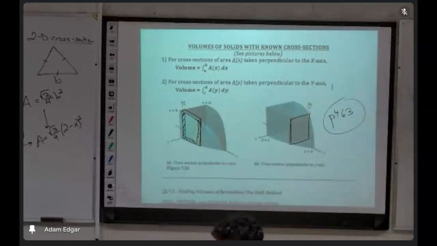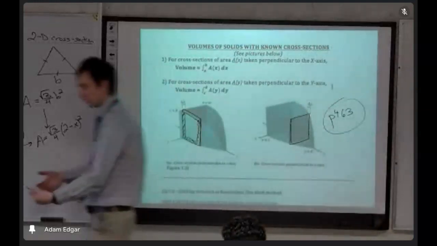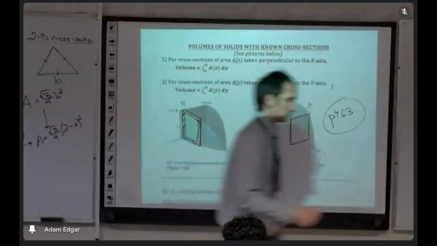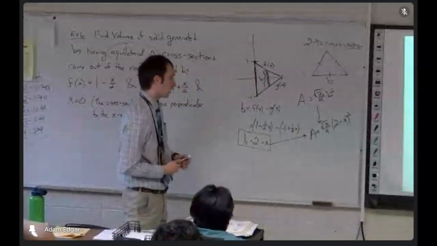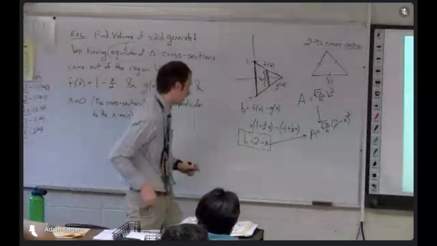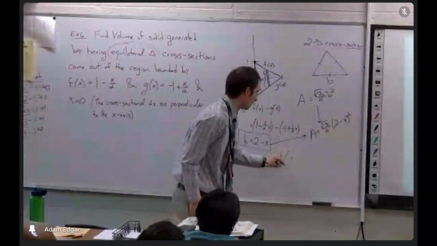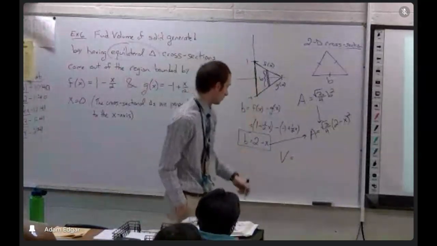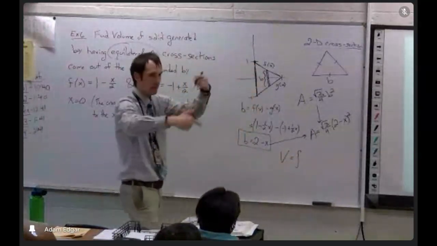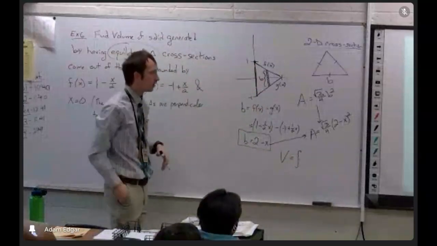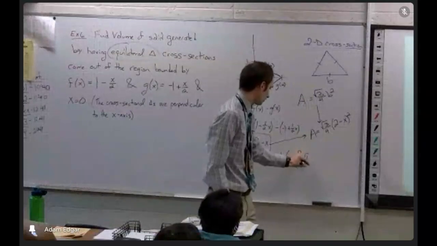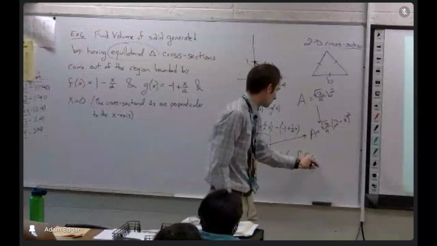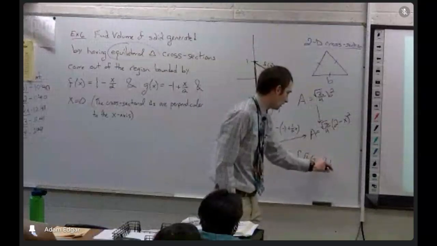So there's your formula. You come back over here, and you're going to say, all right, volume equals the integral, no pi involved because we're not rotating this about some axis, so it's not circular in any way. So just the integral of the area. So the area is root 3 over 4 times 2 minus x all squared dx.